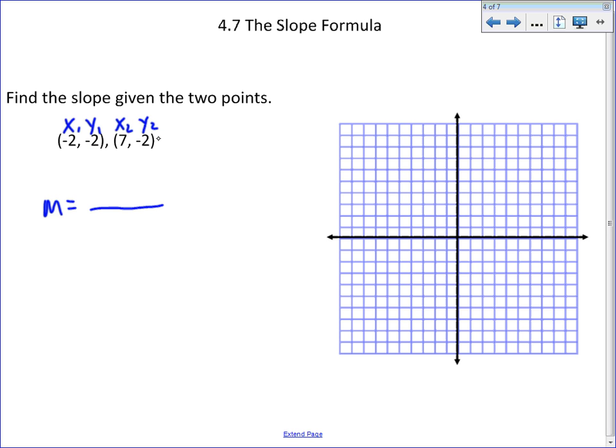So we take the second y, which is negative 2, minus our first y, which is also negative 2. And then we get 7 minus negative 2 on the bottom, because our x2 is 7, and our x1 is negative 2. We keep change these, and we end up getting 0 over 9. 0 divided by 9 is 0.